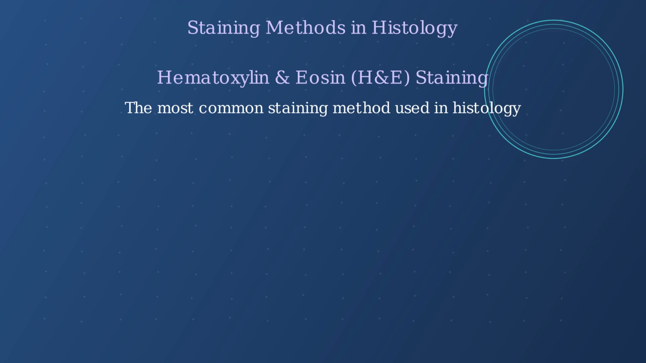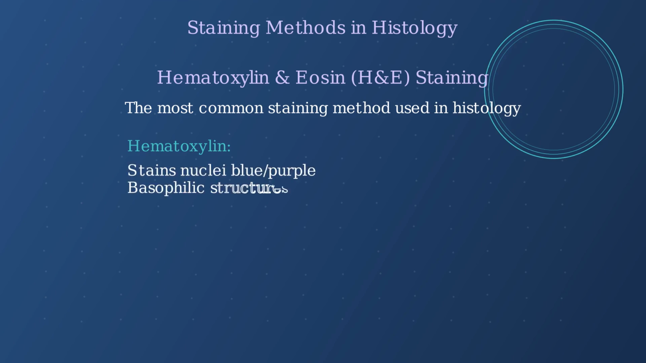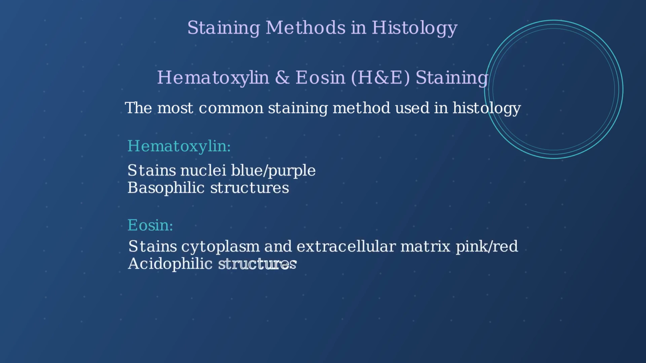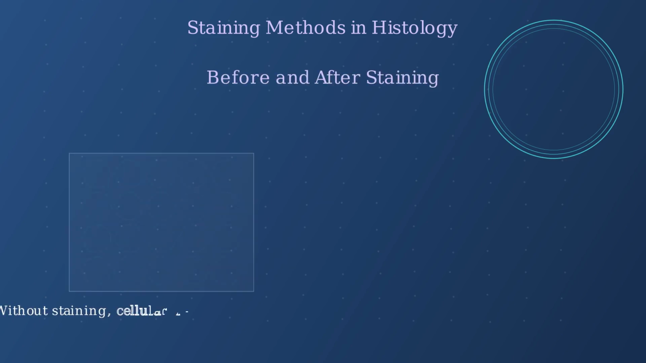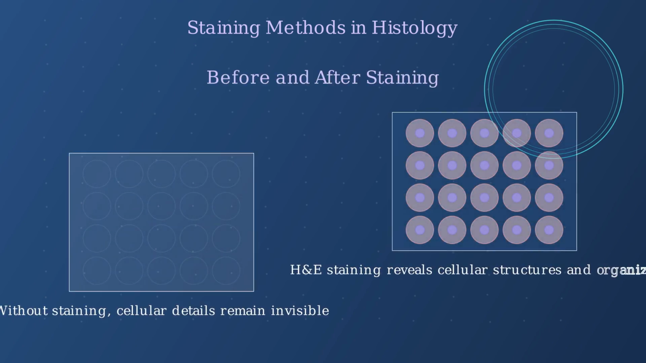The most common method is hematoxylin and eosin staining, or H&E for short. H&E staining uses two main components. Hematoxylin stains cell nuclei blue to purple, highlighting basophilic structures. Eosin stains cytoplasm and extracellular components pink to red, showing acidophilic structures. The contrast between these two stains makes cellular structures clearly visible, transforming nearly transparent tissue into detailed microscopic views.